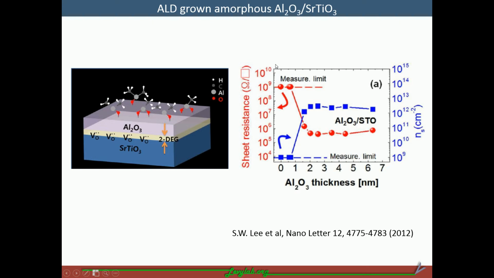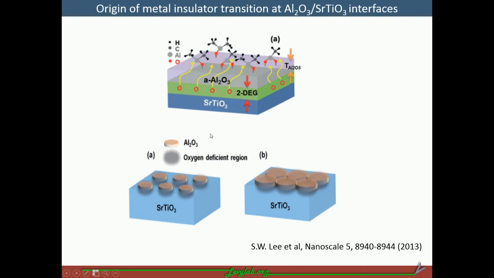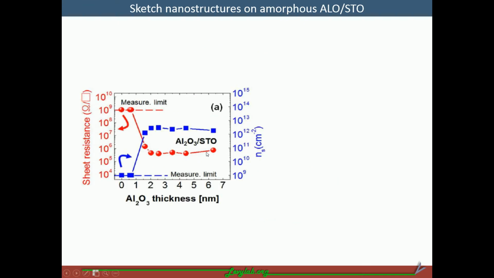And another group grew amorphous aluminum oxide on STO, and they also get this metal-insulator transition. They also think the mechanism causing this transition is oxygen vacancies formed at the interface. When you grow aluminum oxide on STO, there are small islands underneath which oxygen vacancies will form, and when they percolate, the whole interface becomes metallic. We collaborated with the same group, and they grew samples whose thickness is in the region of the transition.